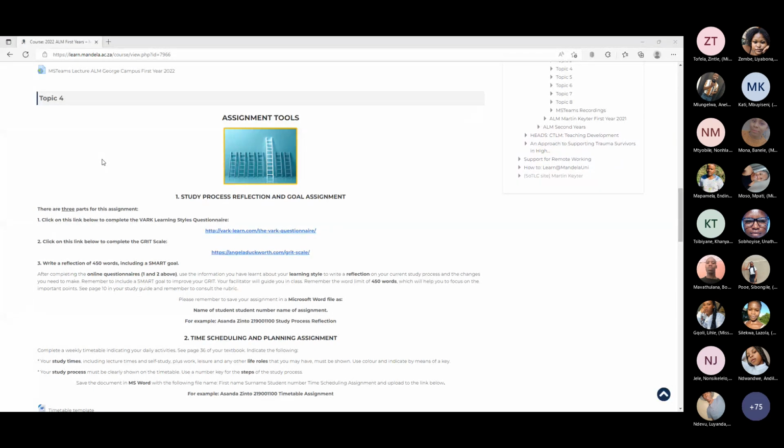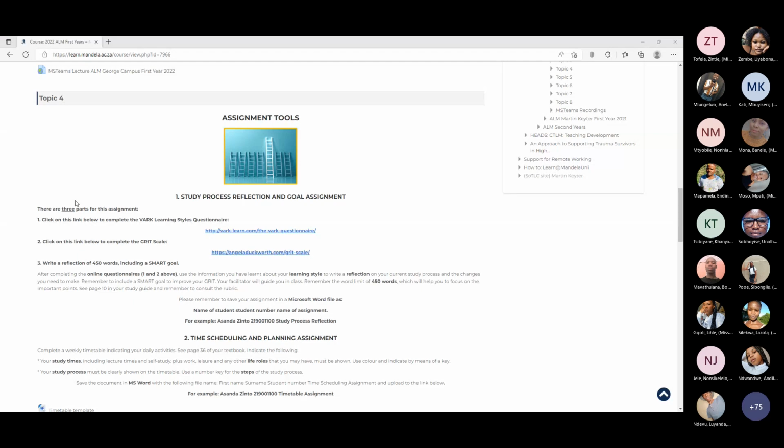And please remember, it is very specific about how the file needs to be saved, which is not new. Most of you have done it in the past. It also shows you the marking rubric, so you have all the information. You can access the rubric to see how the marks will be allocated.